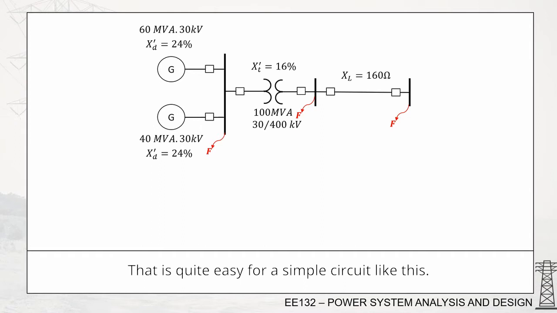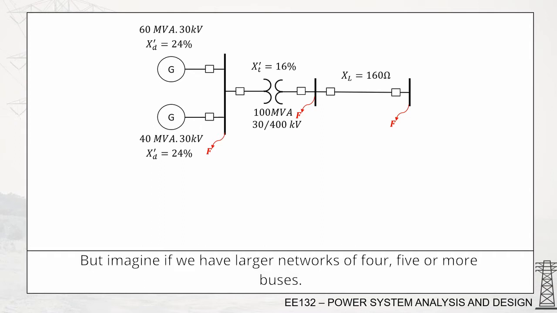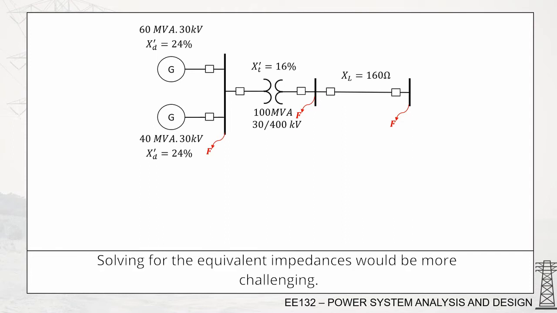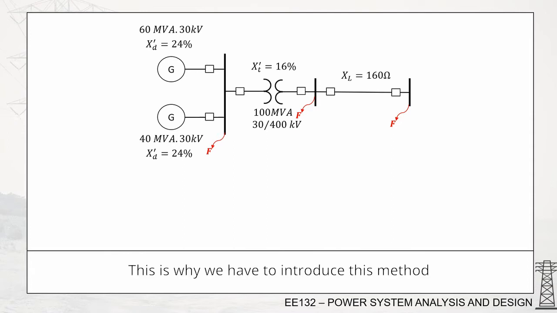That is quite easy for a simple circuit like this. But imagine if we have larger networks of 4, 5, or more buses. Solving for the equivalent impedances would be more challenging. This is why we have to introduce this method for fault calculation using the impedance matrix.